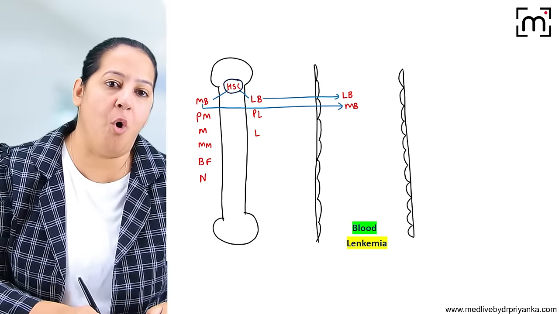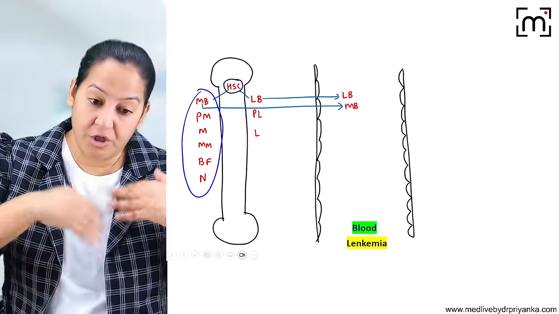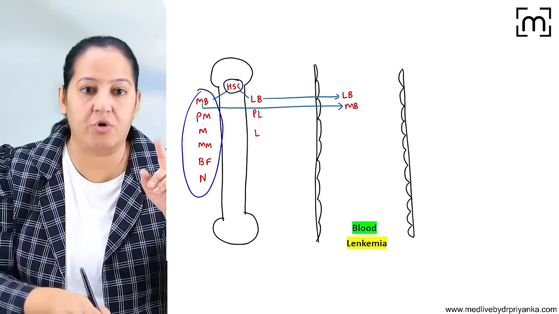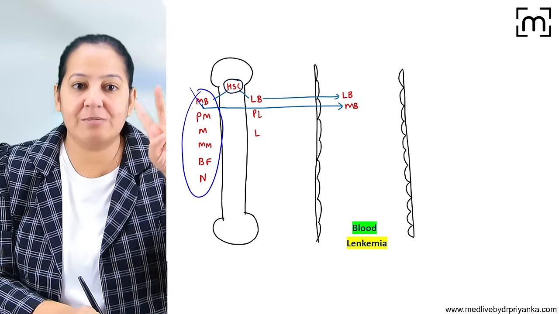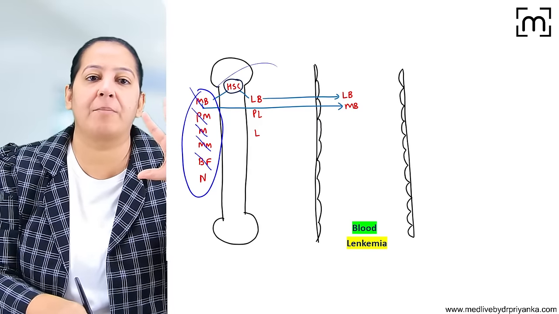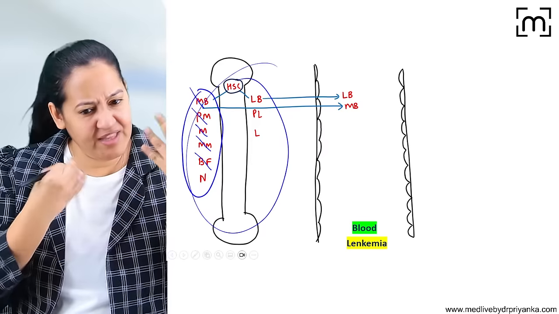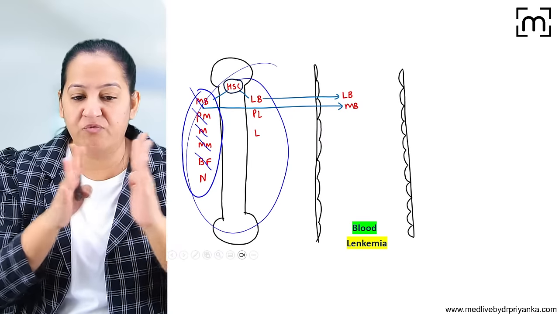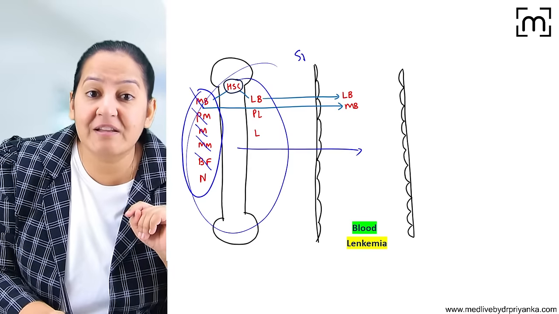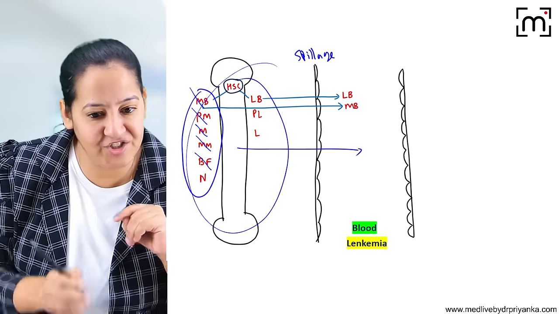Okay, so in CML, all these cells are doing uncontrolled mitosis. The five cells: myeloblast, promyelocyte, myelocyte, metamyelocyte, and band form. They are doing uncontrolled mitosis, so they are replacing everything else in the marrow. Once the marrow is full, they are spilled in the blood.